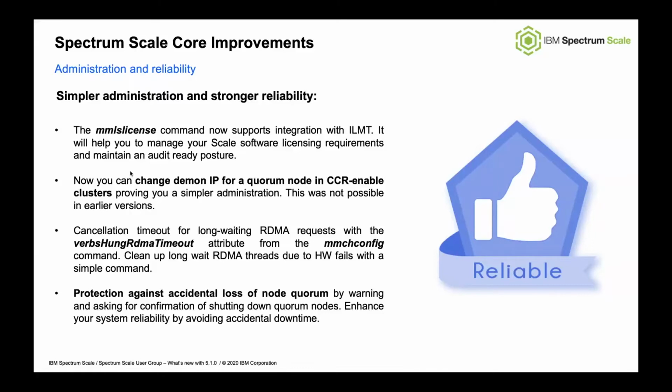Also, sometimes we as administrators do not remember the role of a particular node in our cluster. This is particularly hard to do in very large clusters. So before shutting down nodes, we can accidentally shut down, for example, quorum nodes. When the node quorum is lost, all the nodes lose the membership and access to the file system until the quorum is restored. So now with 5.1, we are warning you when we are shutting down quorum nodes. This will help you to avoid this situation that can potentially and drastically affect the reliability of your system.